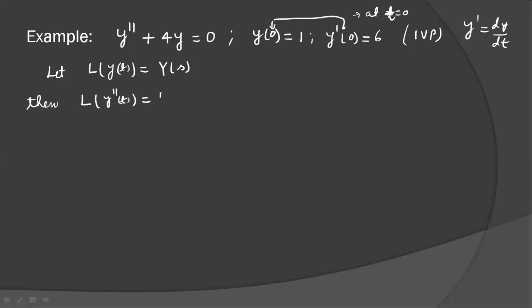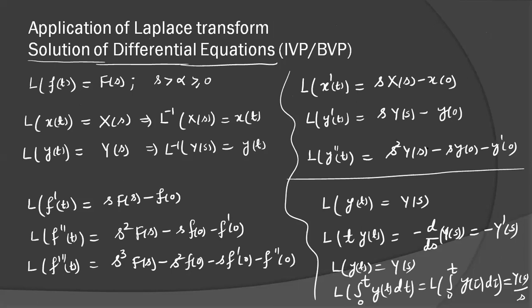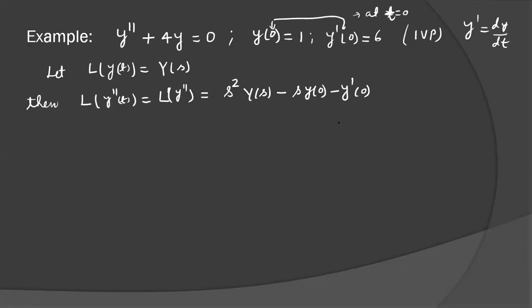I am not writing t again and again inside; it is understood that y is a function of t. The transform of y double dash is s square Y(s) minus s y(0) minus y dash 0. This is capital Y, this is small y, minus y dash 0. You can see the formula I have discussed here. Now put the values which are given to you: y(0) is given as 1, y dash 0 is given as 6.